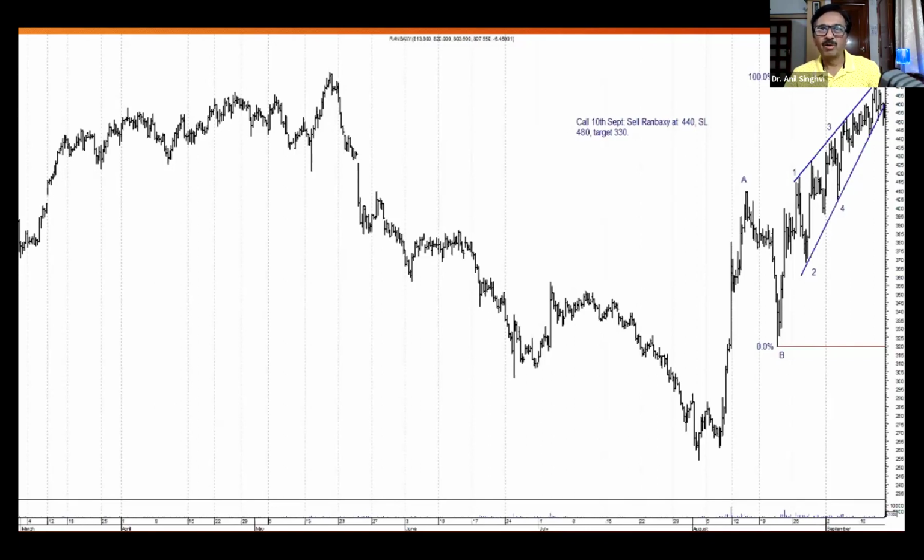So I put out a call on the same group: sell Ranbaxy at 440, and we'll put a stop loss at 480. And the target is 330, because 330 is the beginning of wave C, that is the ending diagonal. Ending diagonal पूरा खत्म होना है, you know. So that was a bold call because this stock was going up. And you won't believe what happened the next day.